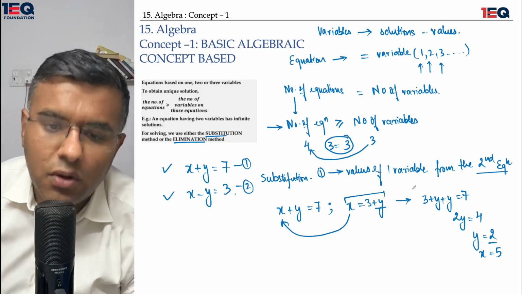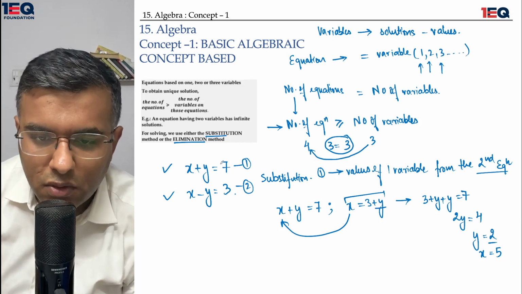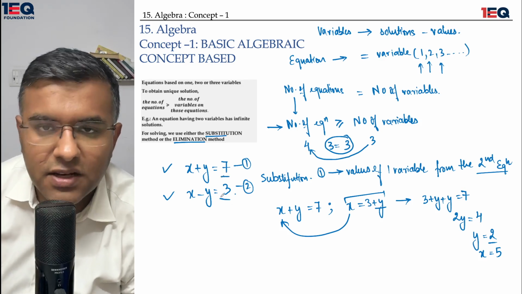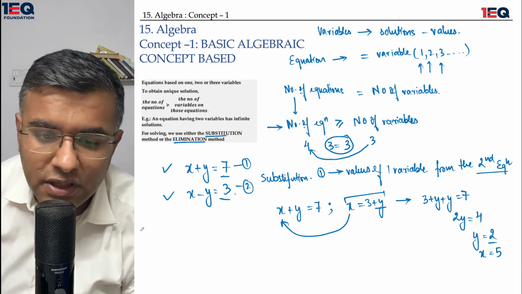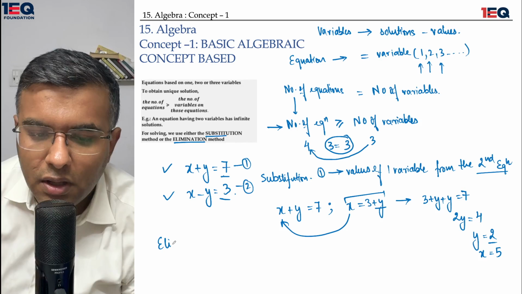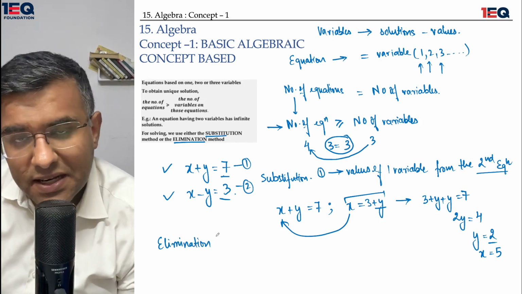Substitution methods are good for numbers which are smaller in nature, or the digits which we have are smaller in nature. It's easier to solve them. But I like to follow the elimination method. Okay, I like to follow the elimination method. What happens in the elimination method?